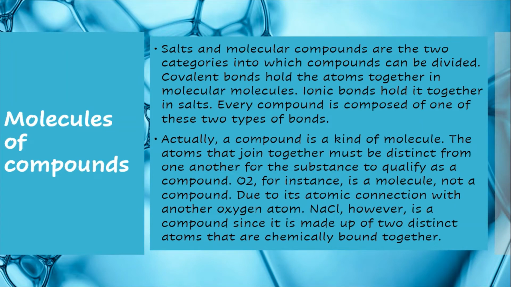Actually, a compound is a kind of molecule. The atoms that join together must be distinct from one another for the substance to qualify as a compound. O2, for instance, is a molecule, not a compound, due to its atomic connection with another oxygen atom. NaCl, however, is a compound since it is made up of two distinct atoms that are chemically bound together.